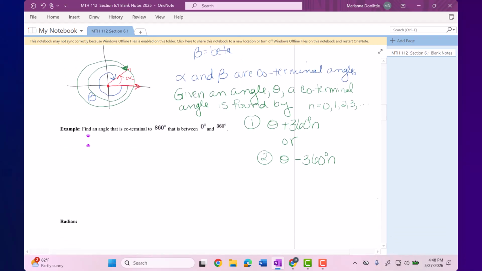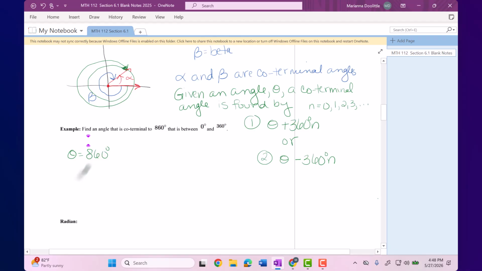And we're going to look specifically at finding an angle that is coterminal to 860 degrees, that is between 0 degrees and 360 degrees. So here we have a little bit of restriction about the coterminal angle we want. If you're asked to just find any coterminal angle, you don't necessarily have to worry about these constraints. So my initial angle given is 860 degrees. That's my theta. I need to find an angle that's between 0 degrees and 360 degrees.